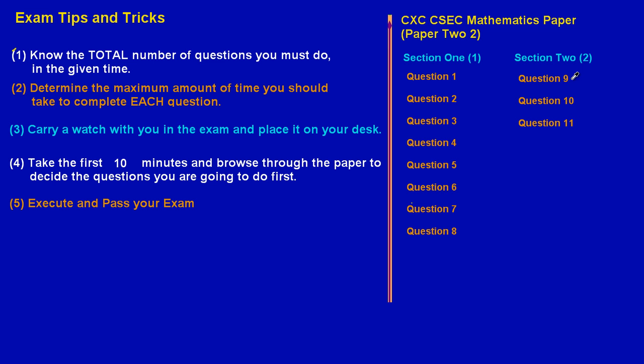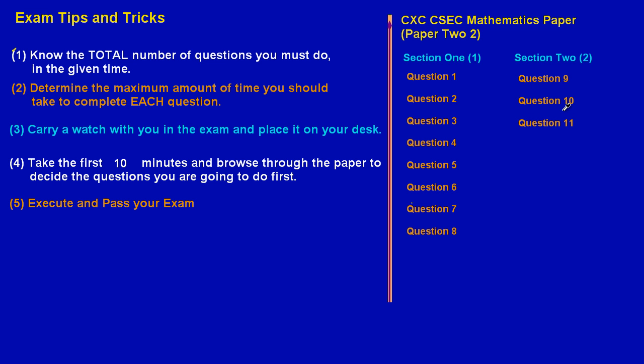So for example, question 9 has to do with functions, relations, and graphs. Question 10 has to do with geometry, trigonometry, and measurements. And question 11 has to do with vectors and matrices. So pretty much you should know by now your favorite two of all 3 topics. So you would have already identified the 2 topics that you will be focusing on.